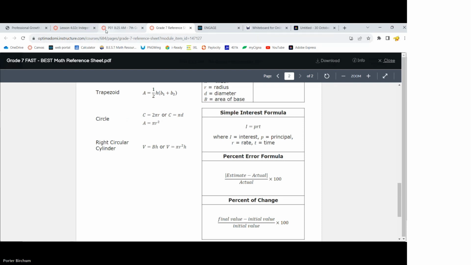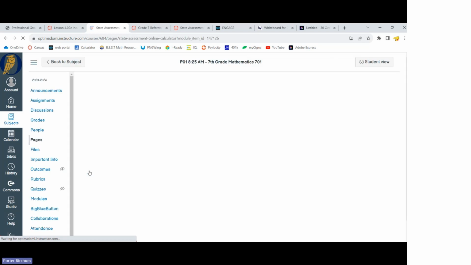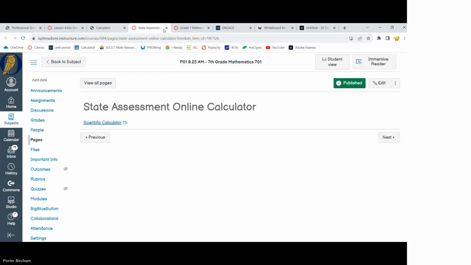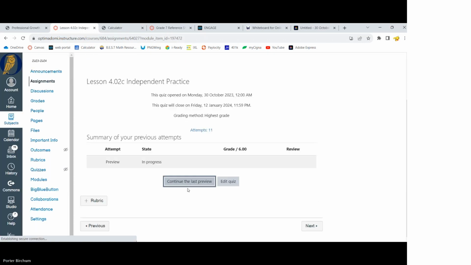Another nice tool for us to have is the State Assessment Online Calculator. Okay, so we have the calculator, we have the reference sheet. I think we're ready to start.